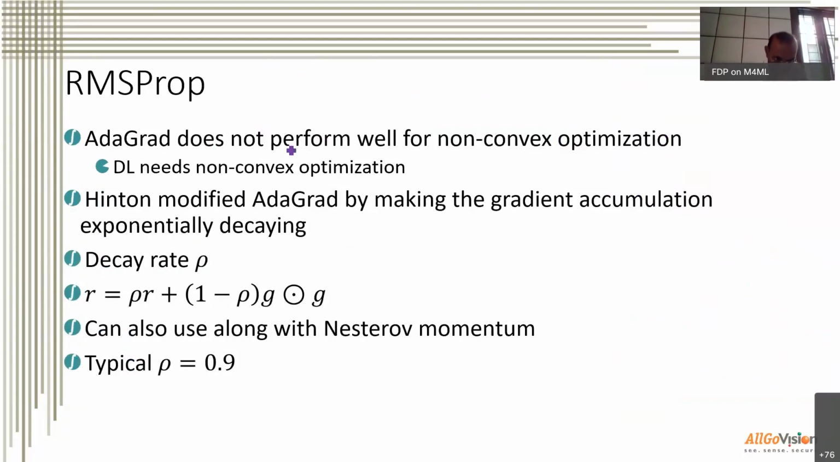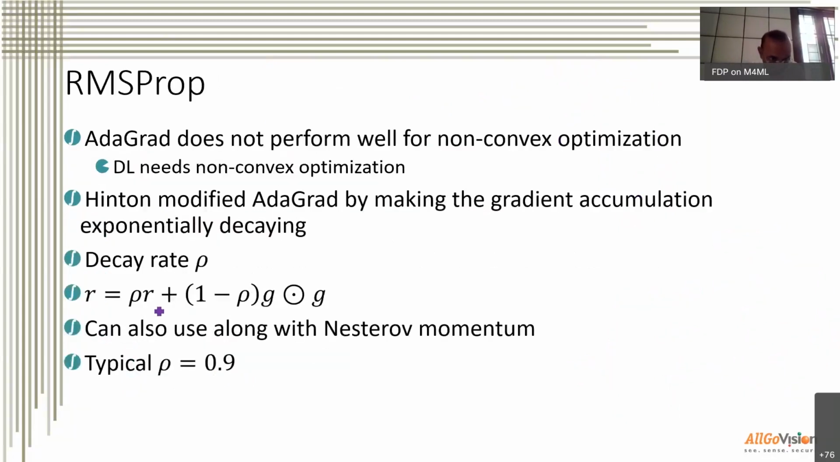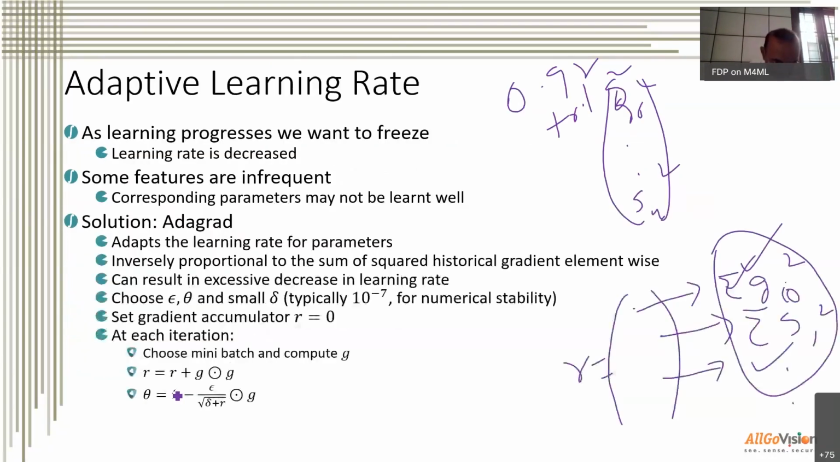Hinton suggested. So the R calculation, just contrast it to this, where we are just accumulating gradient. Here what we are doing is rho times R plus 1 minus rho times the new G squared, right? This is the new R, and typically you use rho equal to 0.9. The rest of the method remains exactly what it was, right?